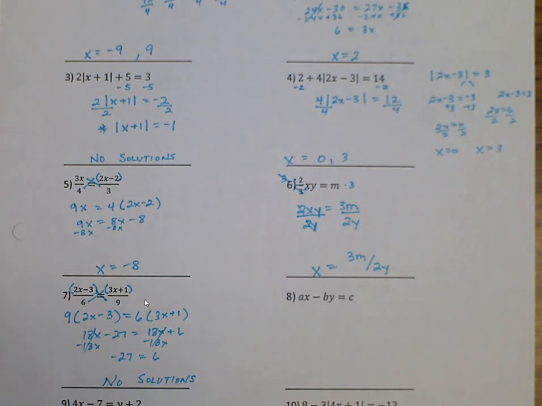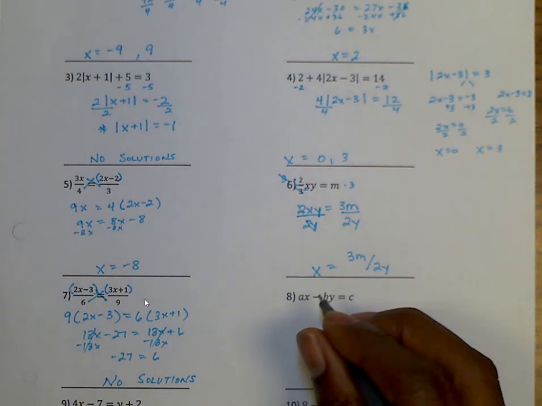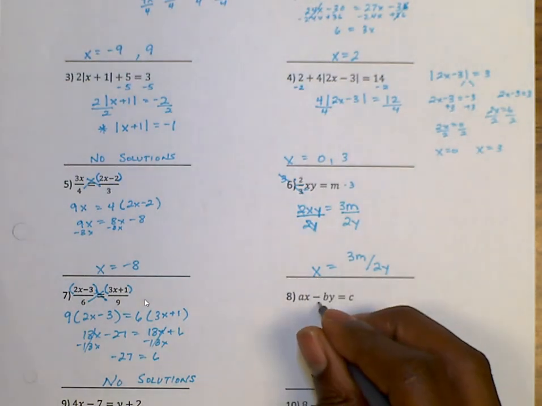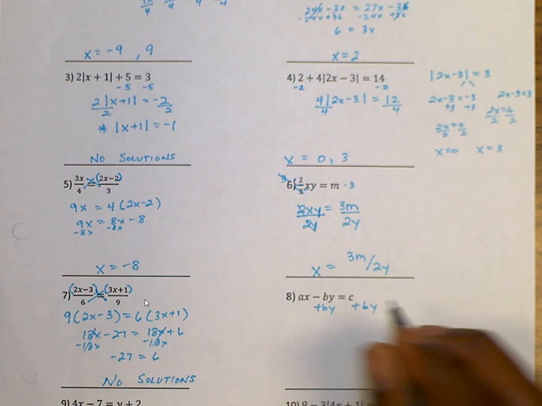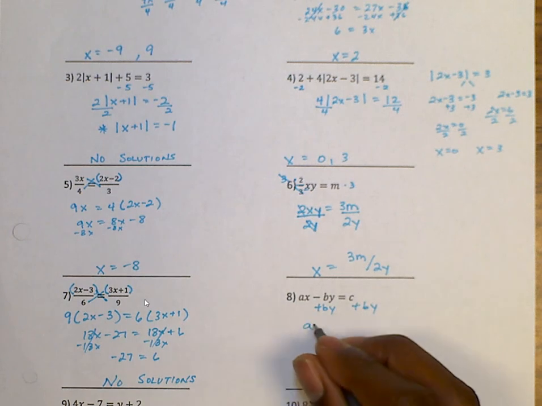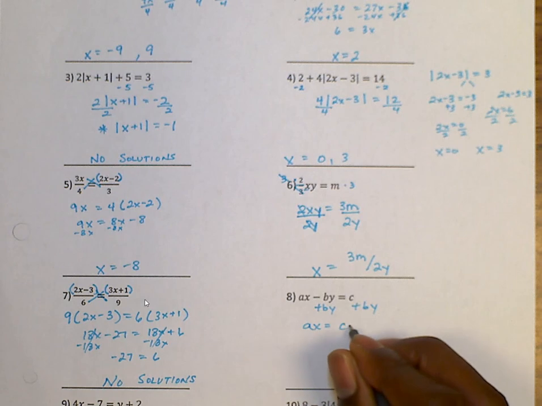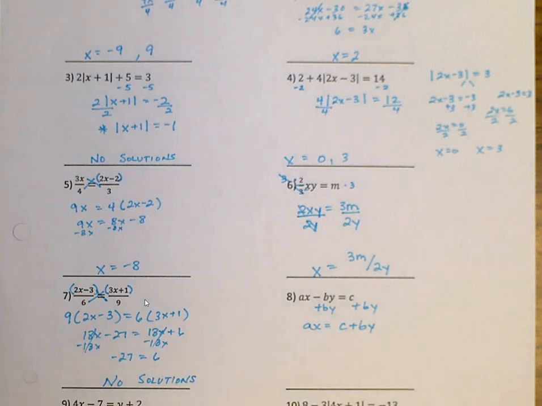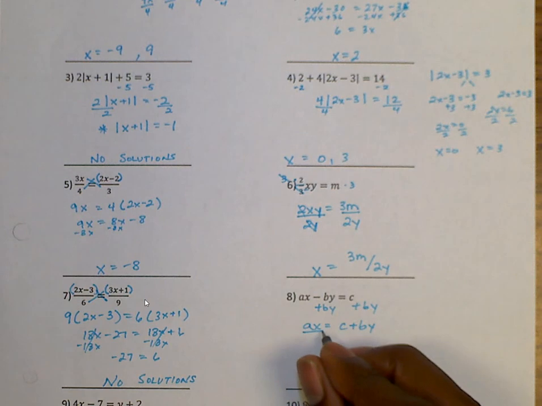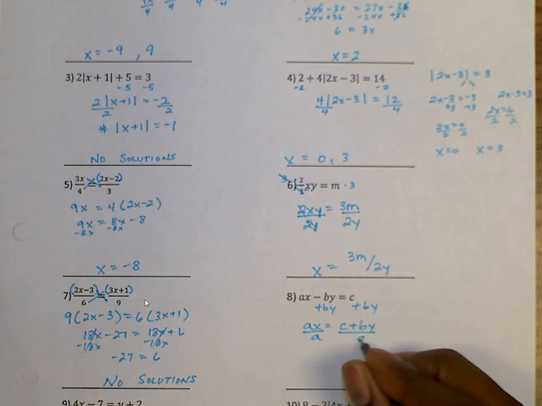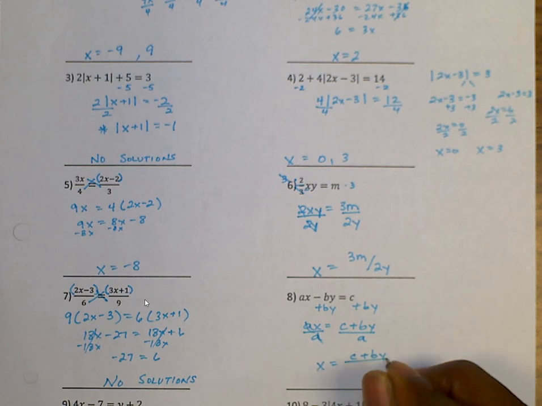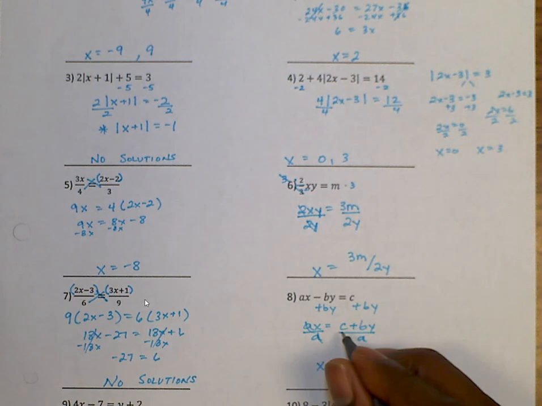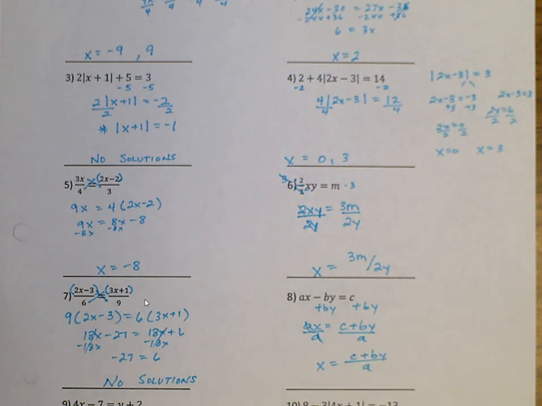Number 8, solving for x. Our first step for this problem will be to add by to both sides, because we're trying to get x by itself. And so we're left with ax equals c plus by on the right. And then to get x all the way by itself, we'll divide by a. So x will equal c plus by all over a. Notice that we have to divide the whole thing by a, not just c, not just by. It's all divided by a.